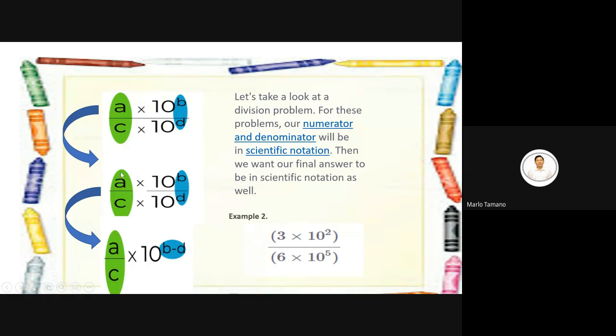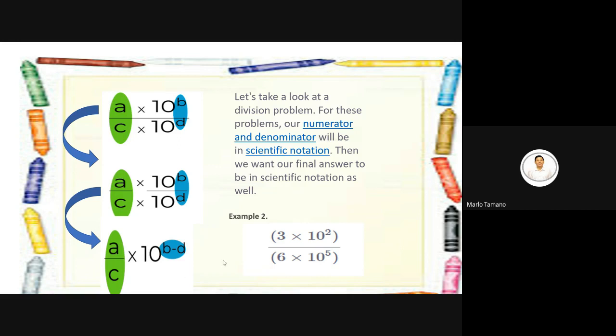So, A divided by C, tapos times 10 to the B over 10 to the D. Ayan. Pansinin niyo, ito na po yung kanyang final form: A over C times 10 to the B minus D. So, malinaw po? Magkaiba lang sila ng form. Makikita niyo po sa bawat libro, sa bawat site, na iba-iba po ang form nila.